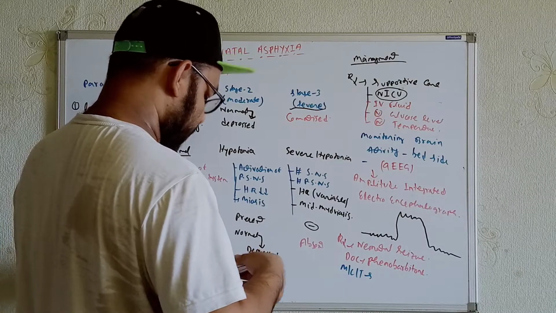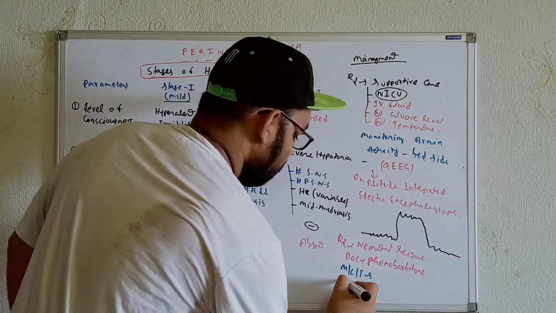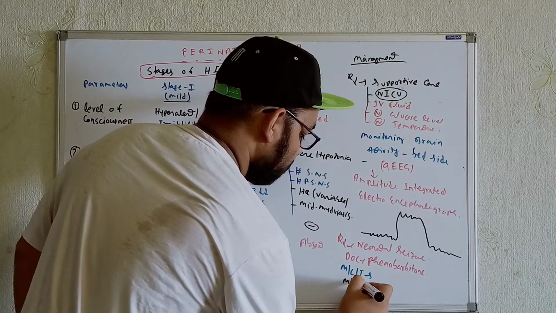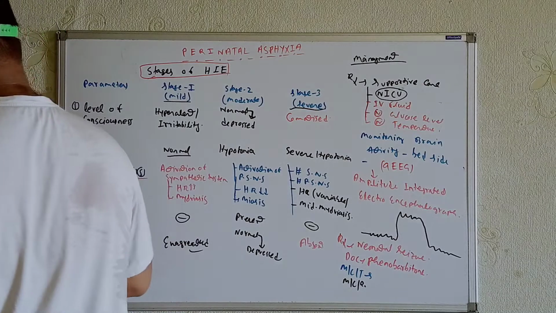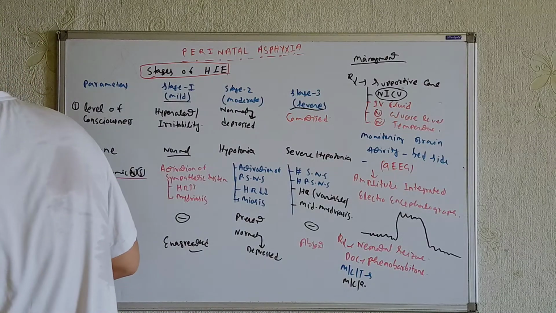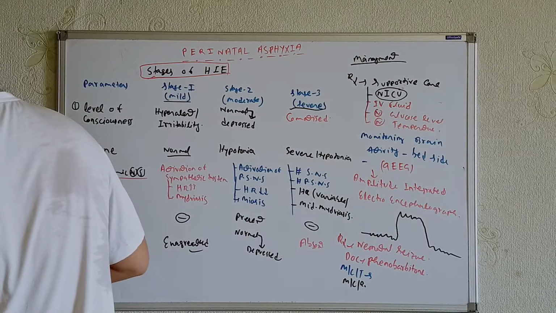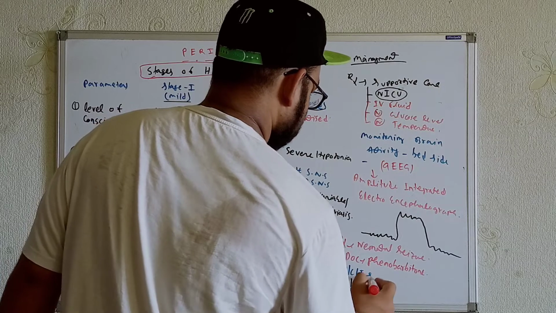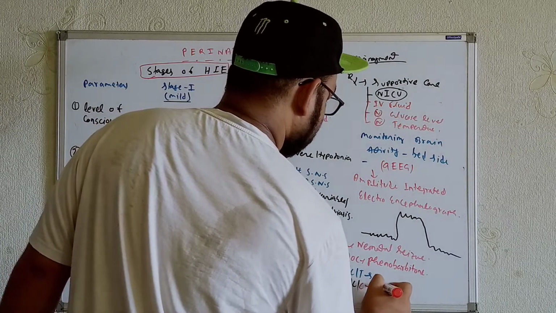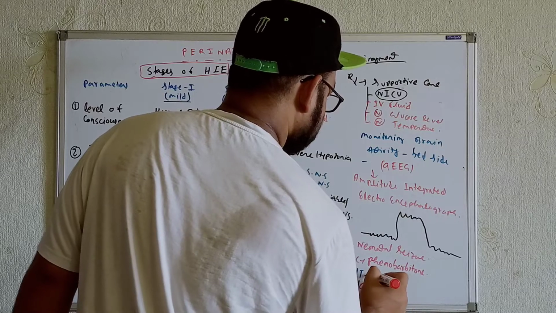Another thing I have to note over here is the most common cause. So the most common cause, that will be what? Hypoxia. The most common type of the seizure is subtle seizure.